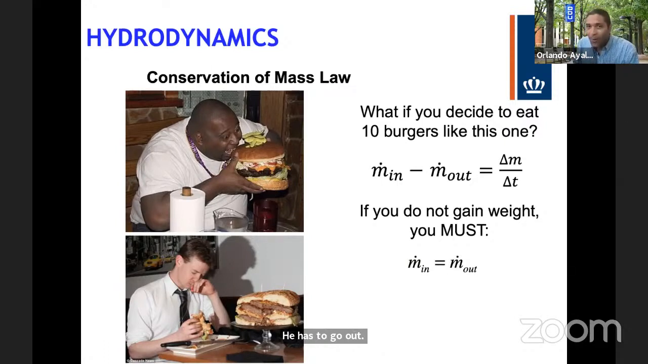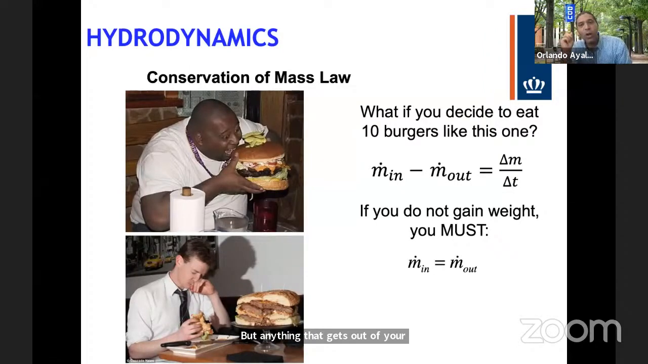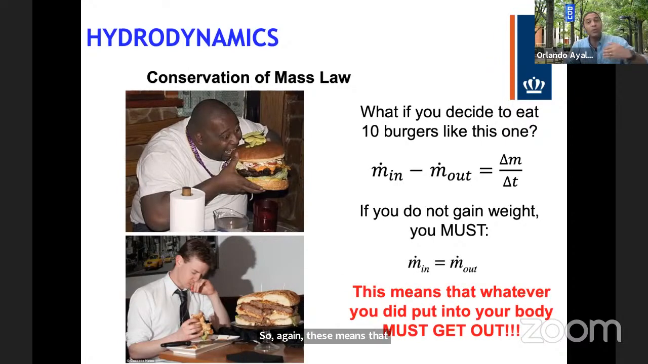Now, you know how our body can get mass out. So all those forms of mass getting out, sweating, I'm going to just say that. The rest, I'm going to leave you to your imagination. But anything that gets out of your body is m dot out. So the only way for you not to gain weight after eating 10 burgers is by having those burgers out of your system, out of your body, by whatever means. I'm going to let your imagination think what means I'm referring to. So again, whatever you did put into your body must get out.